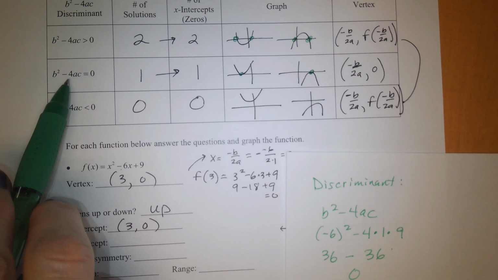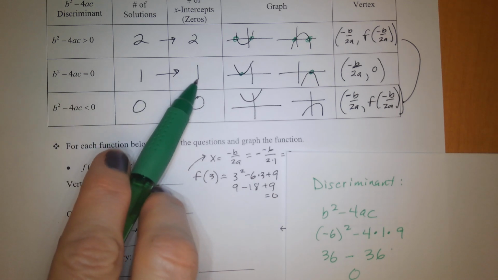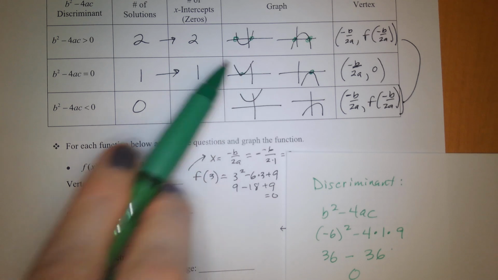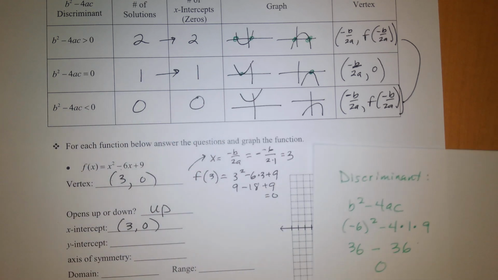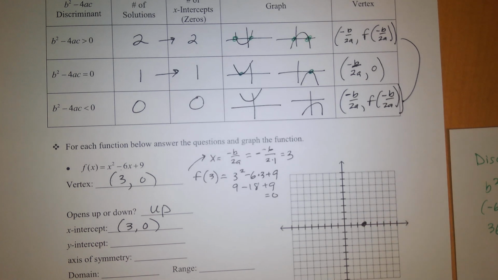And according to the chart, when the discriminant is 0, the number of solutions is 1, meaning you have one x-intercept. And we know that this graph is going to look like that because the vertex was on the x-axis. So when the vertex is on the x-axis, you know you have one x-intercept.